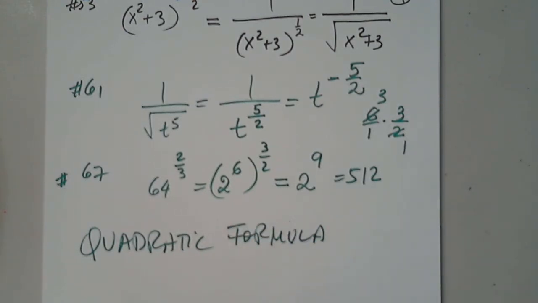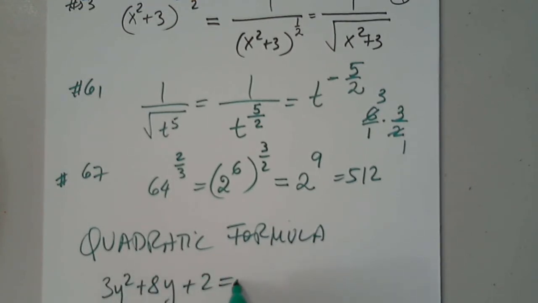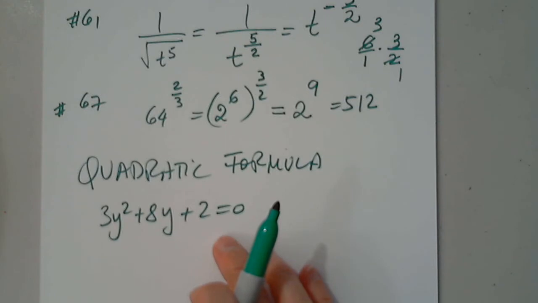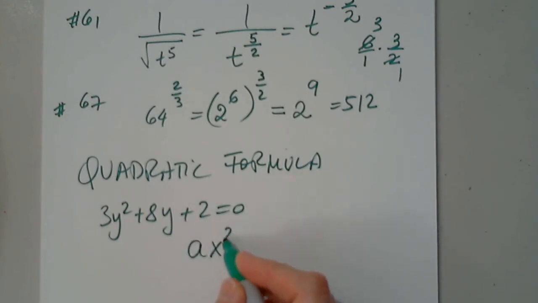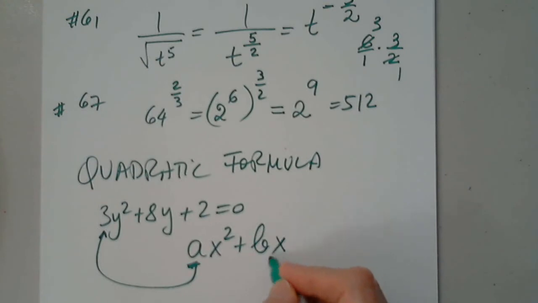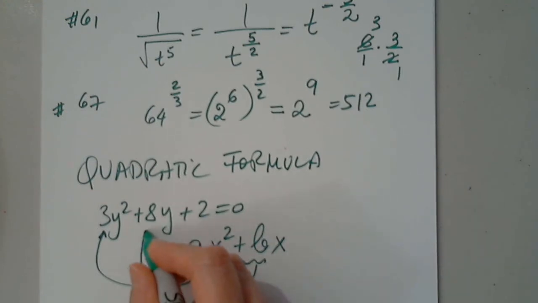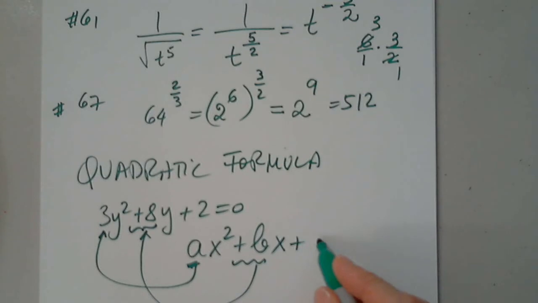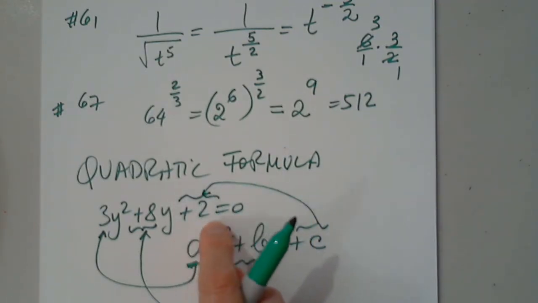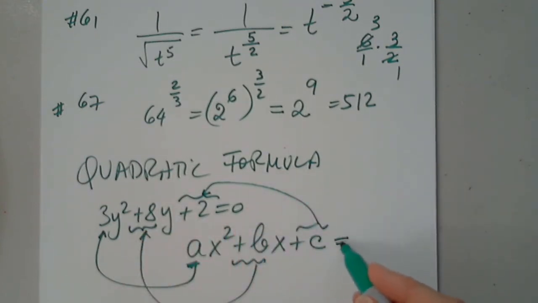41. Okay, so we have 3y squared plus 8y plus 2 equals 0. The quadratic formula requires the equation to be set up like this. Ax squared, where a is the leading coefficient, bx, where b is the middle coefficient, plus c, which is the free term, always taken with a sign in front, always, equals 0.